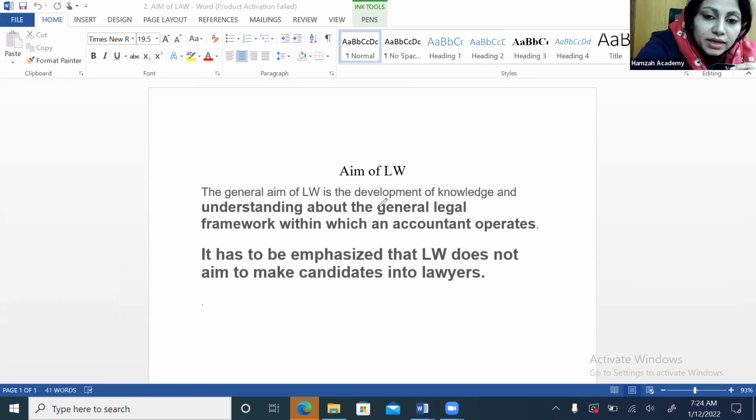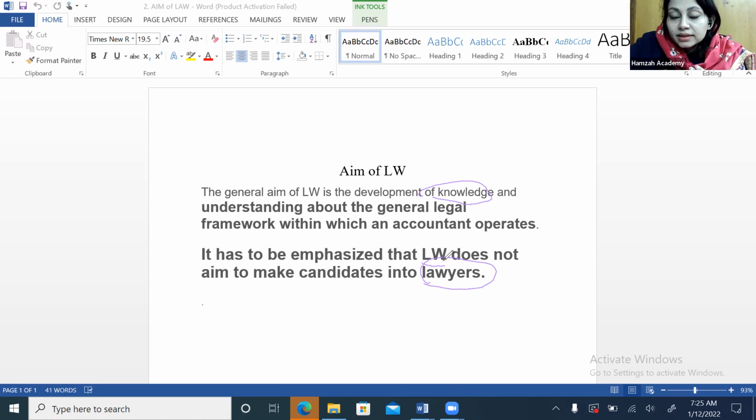The general aim of law is the development of knowledge and understanding about the general legal framework within which an accountant operates. It has to be emphasized that law does not aim to make candidates into lawyers. Why we need to understand law in this qualification is not to make you a lawyer, but to give you the understanding of the basic legal framework in which you will operate.